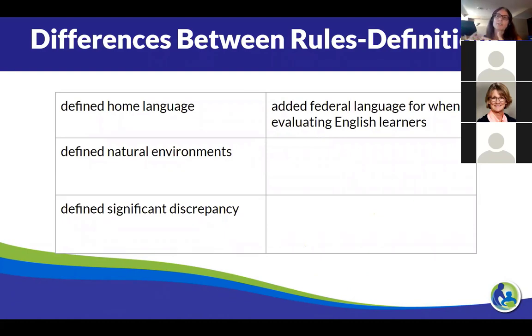So there are different parts, or sections, of the rule. The first section is called definitions, right? So we had to define some words, and that's different than what we saw with the old rule. We had to define home language. We defined natural environment. We defined significant discrepancy, which was really tricky because we wanted to be specific without being too specific. And I'll talk about that in a little bit. And then we added federal language for when evaluating English learners. So those were the changes in the definition section.